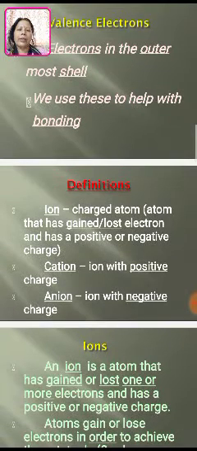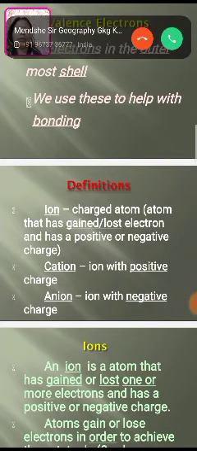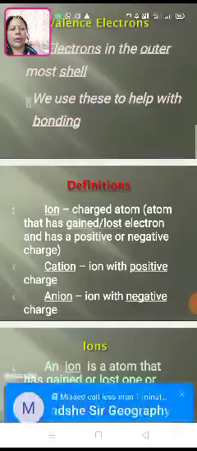Valence electrons means electrons in the outermost shell. We use these for bonding, sharing or giving electrons, they lose them, or they can take electrons from the nearest atom. Definitions. Ion means a charged atom that has gained or lost electrons and has a positive or negative charge over it. Cation means an ion with positive charge. It donates the electron for the bonding, and anion means an ion with negative charge which accepts the electron for the bonding.